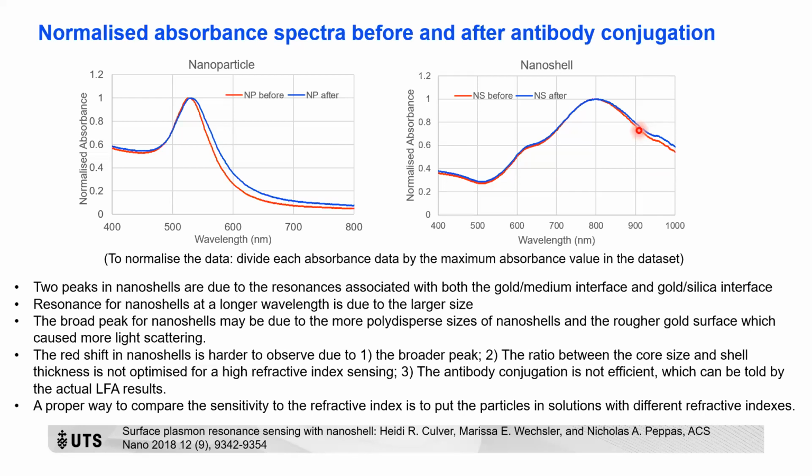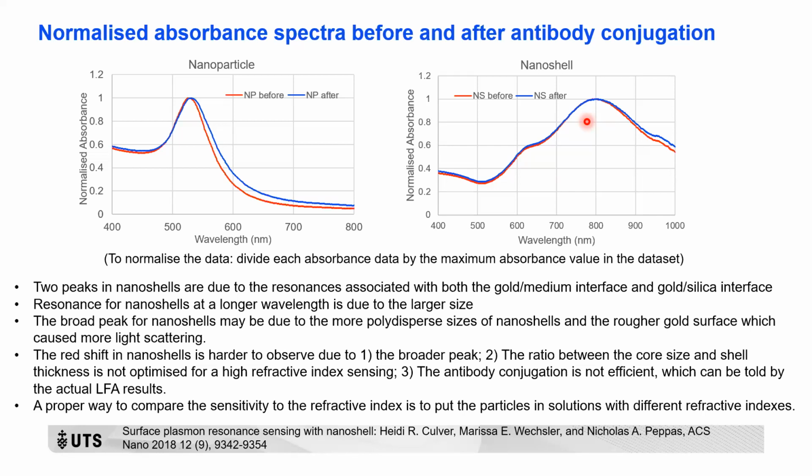Another possible reason, I think, is that the ratio between the core size and the shell thickness is actually not optimized for refractive index sensing, because these products are made for use in lateral flow assays. It has to be bright, and that doesn't mean it's very sensitive to refractive index change. So that is maybe another reason.